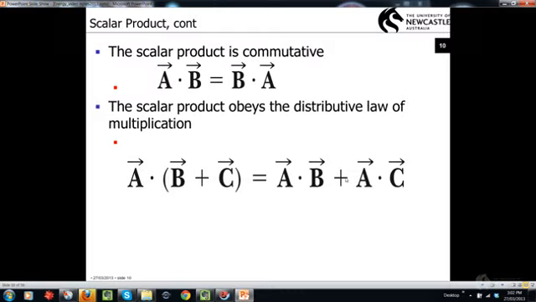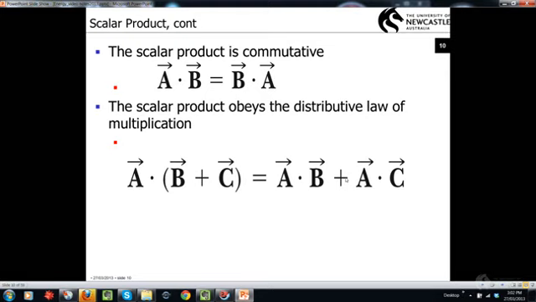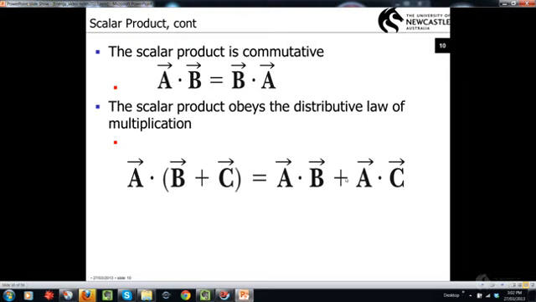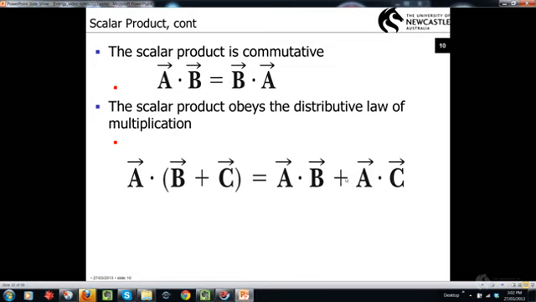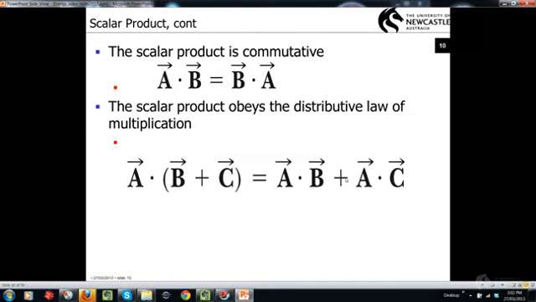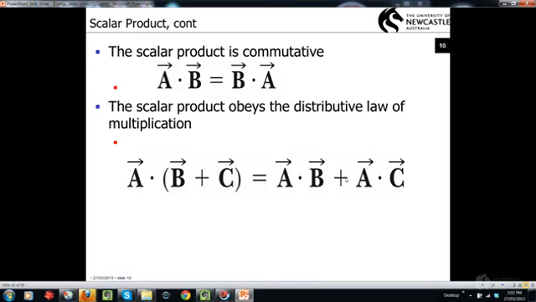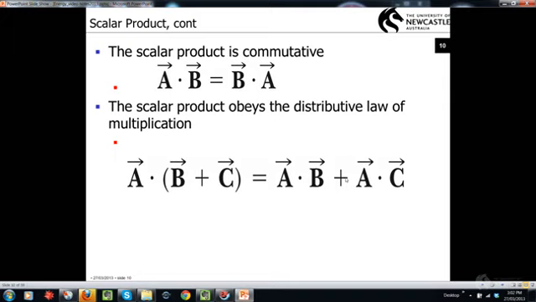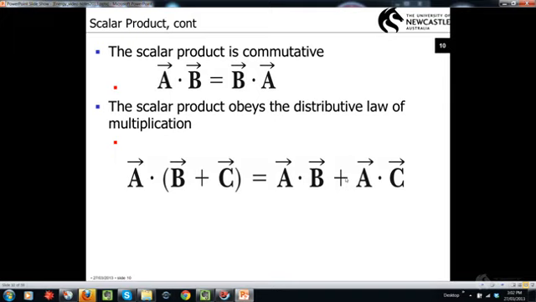And the scalar product obeys the rules that you know for arithmetic. It doesn't matter what order you do your calculation. You can find the scalar product of A and B or the scalar product of B and A. This is not true when we deal with the vector product. The scalar product also obeys the distributive law of multiplication. So you could add B and C first of all, and then find the scalar product of A with that result. Or you could multiply it out and go A dot B plus A dot C. And so in these processes, these behave just like your normal arithmetic does.